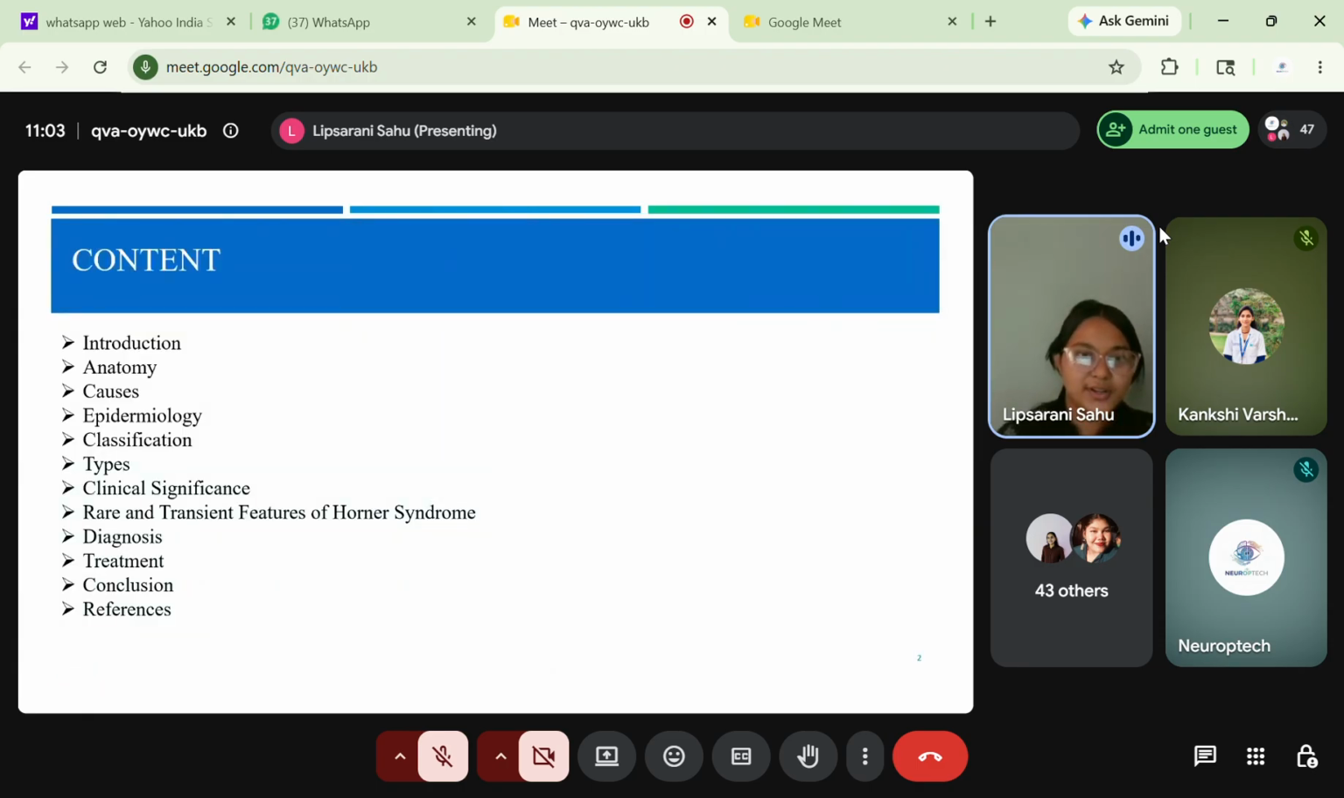So, these are the contents that I will cover in today's session. I will start my presentation with an introduction, followed by anatomy, causes, epidemiology, classification, types, clinical significance, rare and transient features of Horner syndrome, diagnosis, treatment, and at last I will conclude my topic with a conclusion.